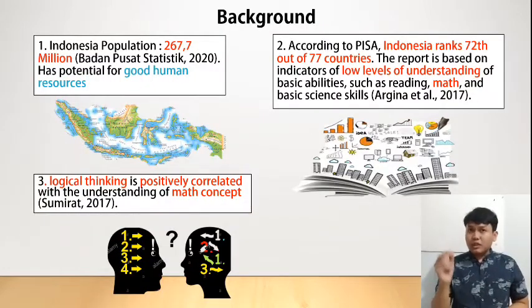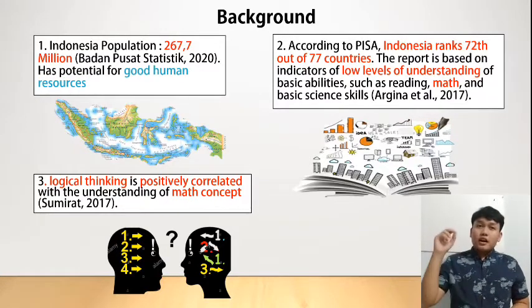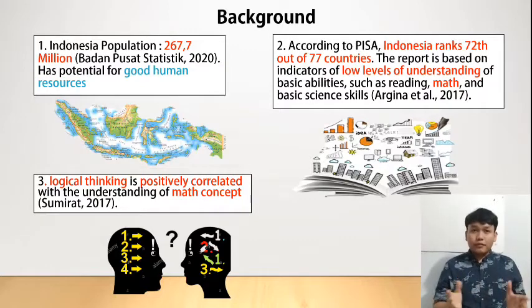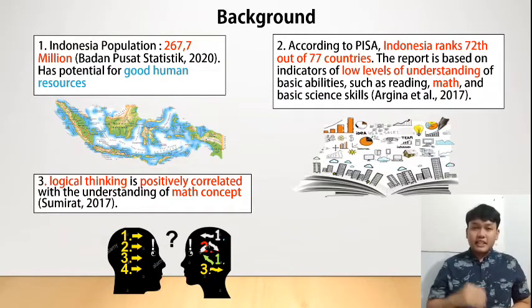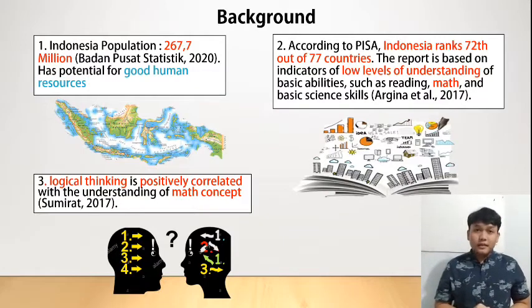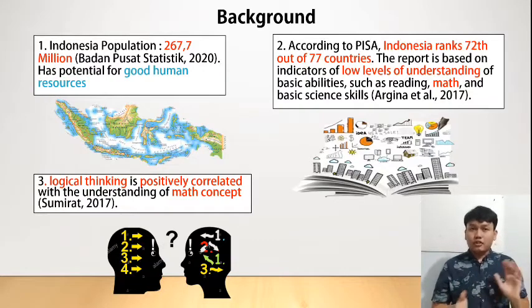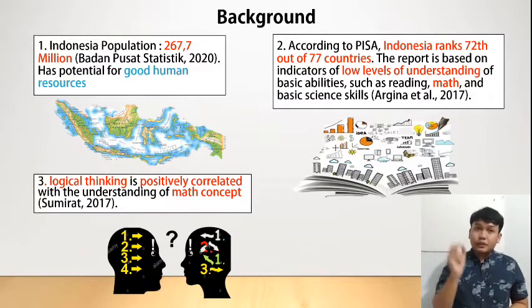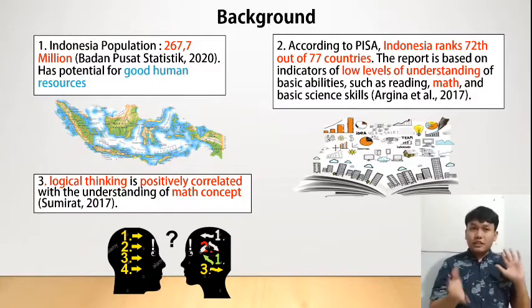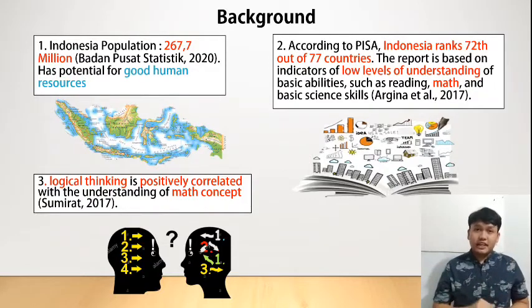Indonesia is a country with a total population of 267 million people, with high expectations for good human resources. However, this potential is hampered by various factors, and one of them is the quality of education. In the education quality survey released by PISA, Indonesia ranks 72 out of 77 countries. The report is based on indicators of low understanding of basic abilities such as reading, math, and basic science skills.